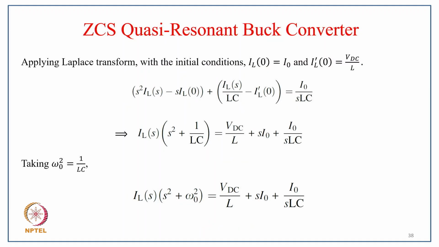So applying Laplace, with the initial conditions IL(0) equal to I0 and IL dash equal to VDC upon L, we get in brackets S square IL(S) minus S IL(0) minus IL dash plus IL(S) upon LC equal to I0 upon LC. That makes IL(S) in bracket S square plus 1 upon LC equal to VDC upon L plus S I0 plus I0 upon LC. Taking omega 0 square equal to 1 upon LC, that is IL(S) in bracket S square plus omega 0 square equal to VDC upon L plus S I0 plus I0 omega 0 square.